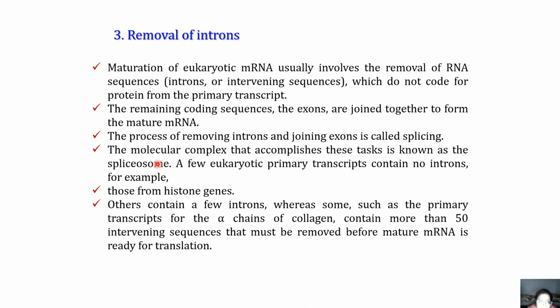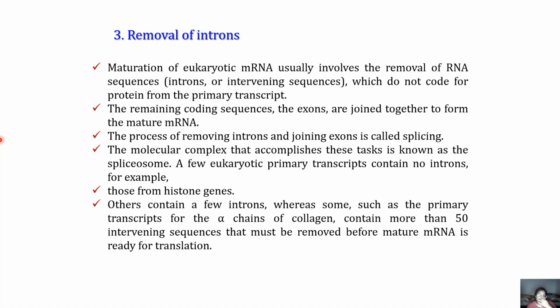If we talk about the removal of introns, maturation of eukaryotic mRNA usually involves the removal of RNA sequences, called introns or intervening sequences, which do not code for protein, from the primary transcripts. The remaining coding sequences, the exons, are joined together to form the mature mRNA. The process of removing introns and joining exons is called splicing, and the molecular complex that accomplishes these tasks is known as the spliceosome.